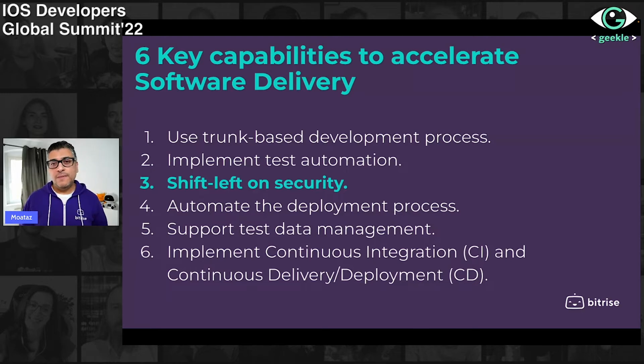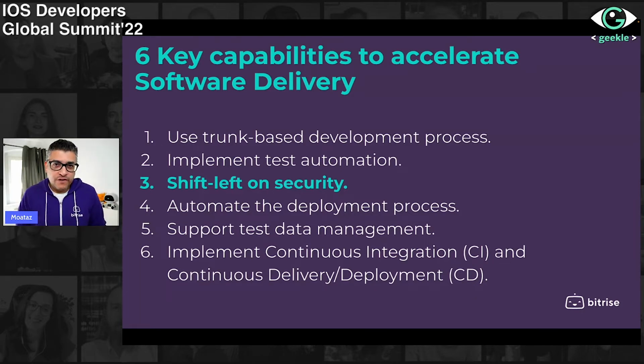And as we mentioned, implement continuous integration and continuous delivery, or CI/CD, inside your team. These are the 6 key capabilities to accelerate software delivery. In general, it's not related to mobile apps, but to accelerating software delivery in general. So the 3rd point, we will focus on this one.